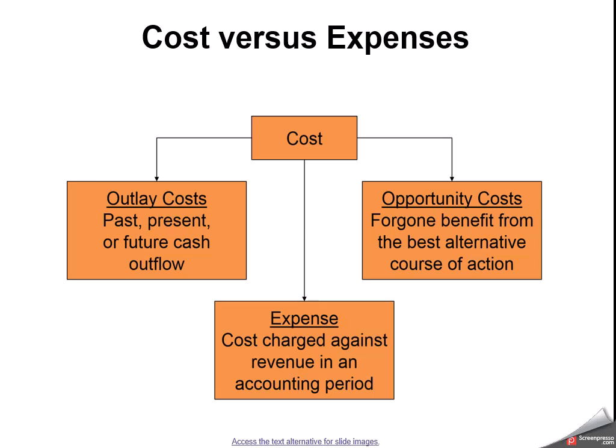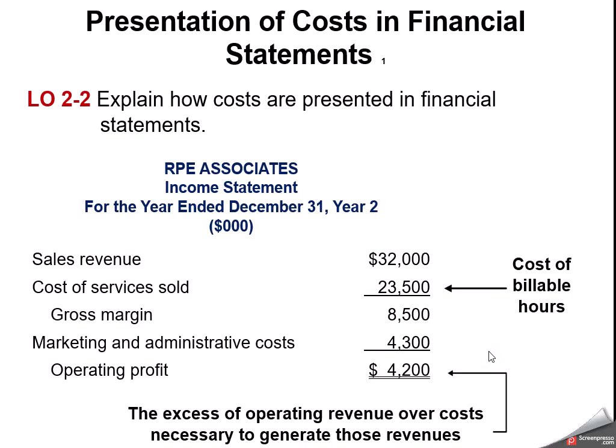An expense is a cost that is charged against revenue in our current accounting period. So here we have an income statement, again very basic, but we've got our sales less our cost of goods, in this case cost of services sold. That gives us our gross profit margin, less our marketing and administrative expenses gives us operating profit. So again, revenues over those costs and expenses provide us profit.